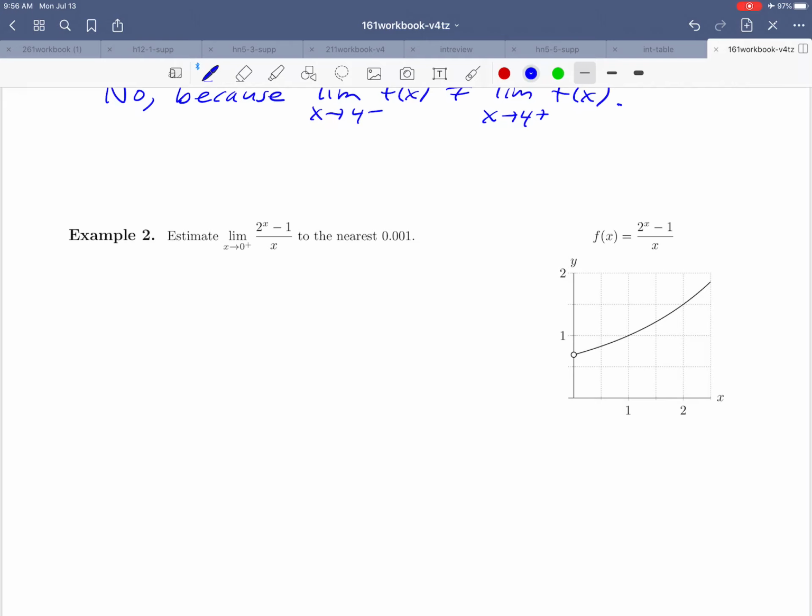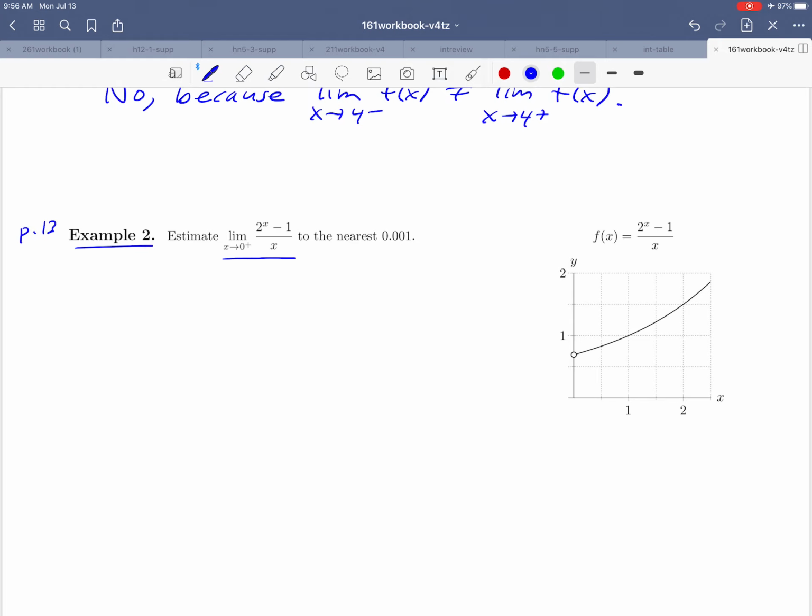Hello everybody, and welcome to example 2 on page 13 of the workbook. And this is an example of calculating a limit given a formula, so let's read this together. They would like us to estimate the limit as x approaches 0 from the right of 2 to the x minus 1 over x to the nearest 0.001.